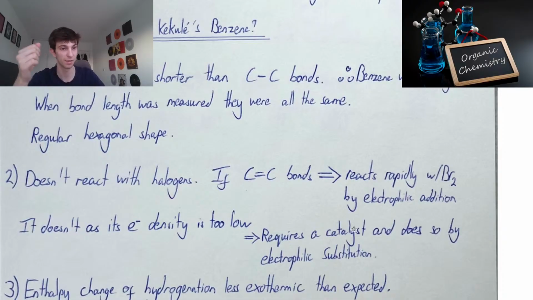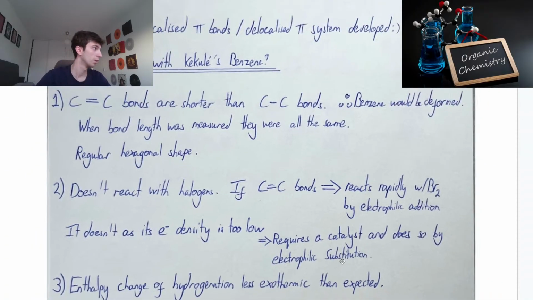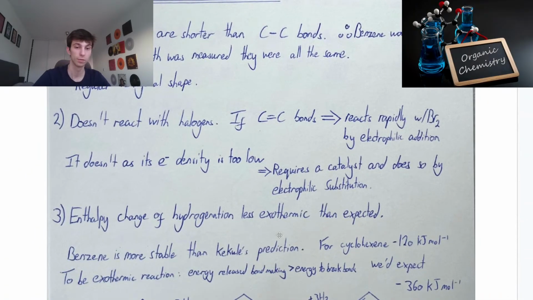It requires a catalyst. As we know, it requires aluminium trichloride or tribromide, whatever the halogen is. You can also use iron trichloride, depends what you're using. So it requires a catalyst and does so by electrophilic substitution. We don't see addition, we see substitution.